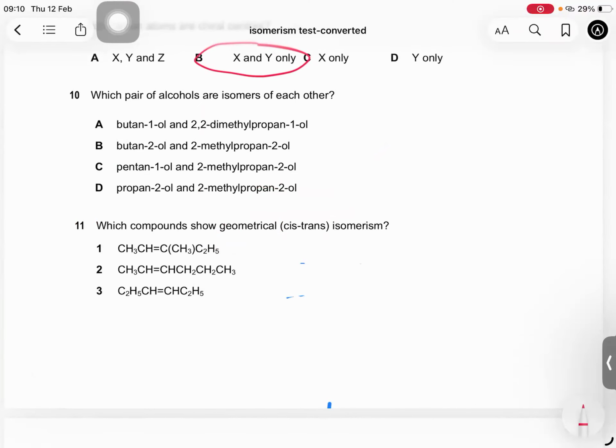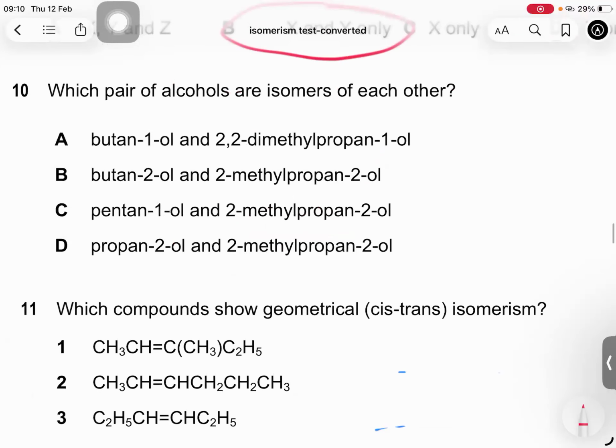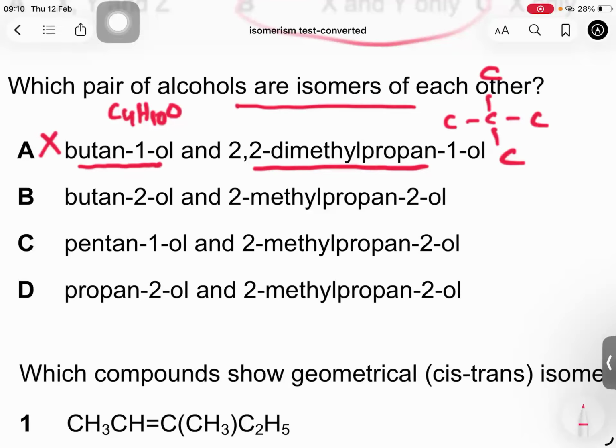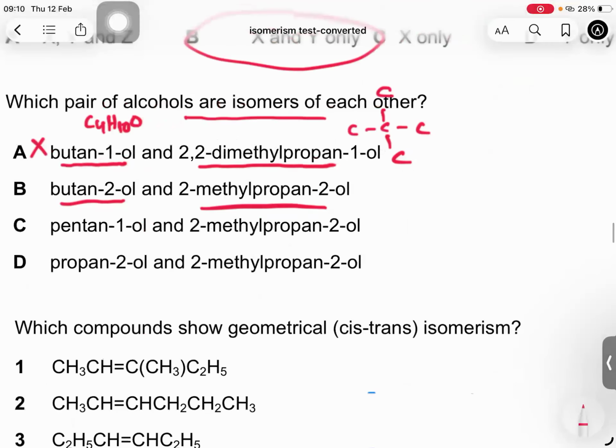Which pair of alcohols are the isomers of each other? To be isomers, they should have the same molecular formula but different structures. So as soon as I look at this A, butanol means it's a C4H10O. Molecular formula? But 2,2-dimethyl propanol. Propanol means 3 carbons in the chain, and 2 methyl groups means total 5 carbon. So they have a different molecular formula, so they can't be this. Butane-2-ol and 2-methyl propane-2-ol. I think this could be, because दोनों का molecular formula same आता है.